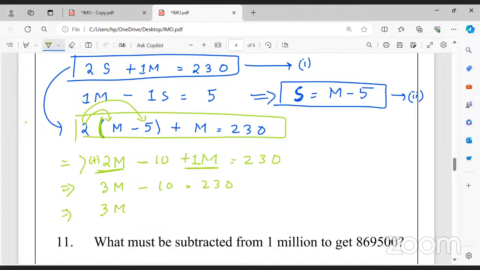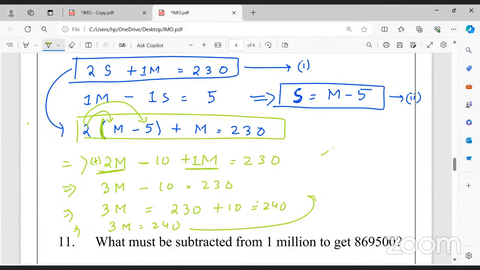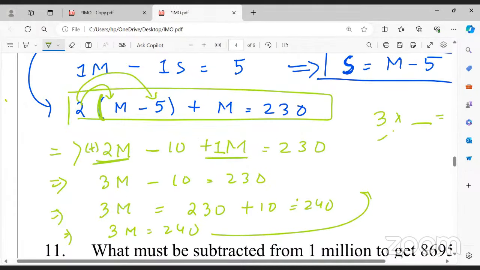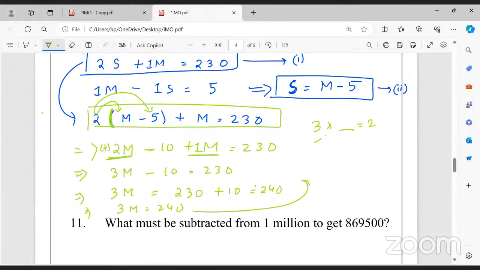Now this 3m, I am keeping the letter on one side. The numbers are on one side. So I'll say 230 plus 10, which is equal to 240, right? So I'll say 3m is equal to 240. Now, 3m means what, students? It means 3 into what is equal to 240? 3 multiplied by what is equal to 240?